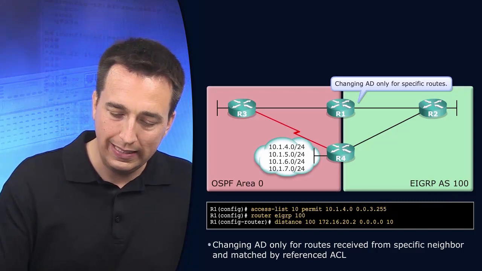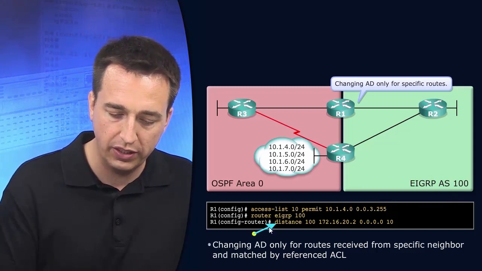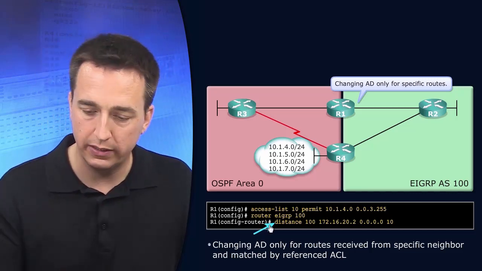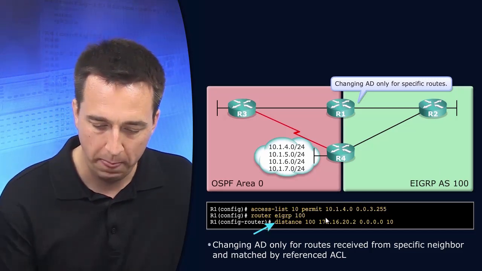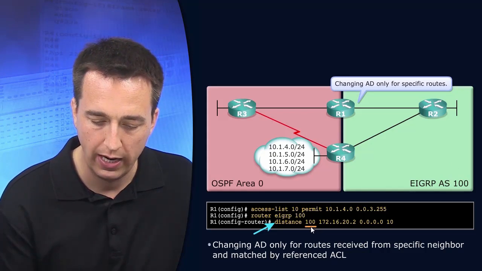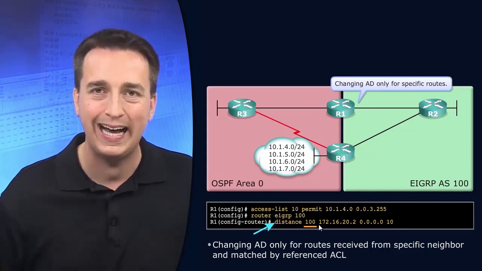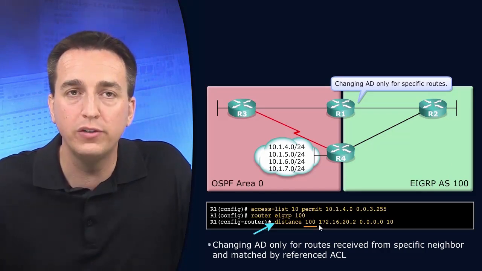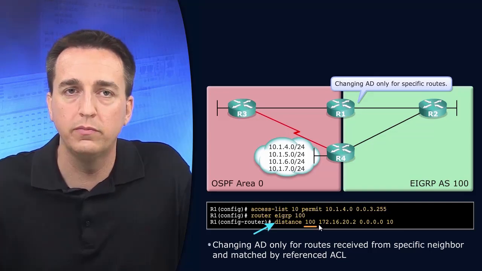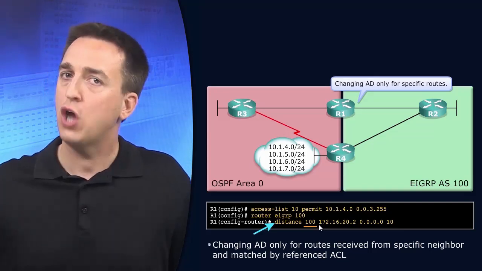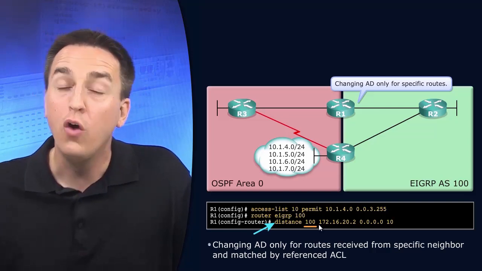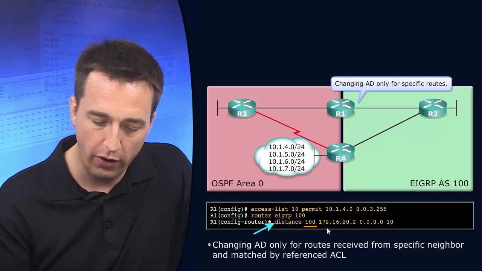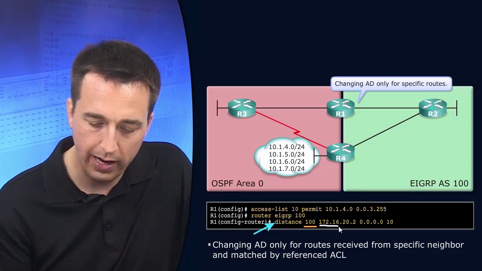We then use the distance command, and the distance command allows us to modify the administrative distance. So in this example, the modification is to change the administrative distance for EIGRP routes to 100. So these are EIGRP learned routes, and we're going to change them to 100, but which ones are we going to change? We're going to change the ones that we learn about from our neighbor at this address.